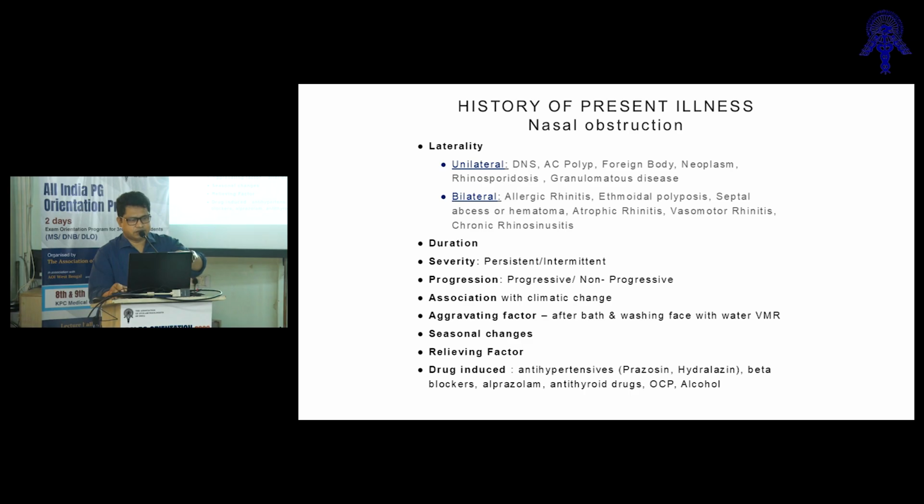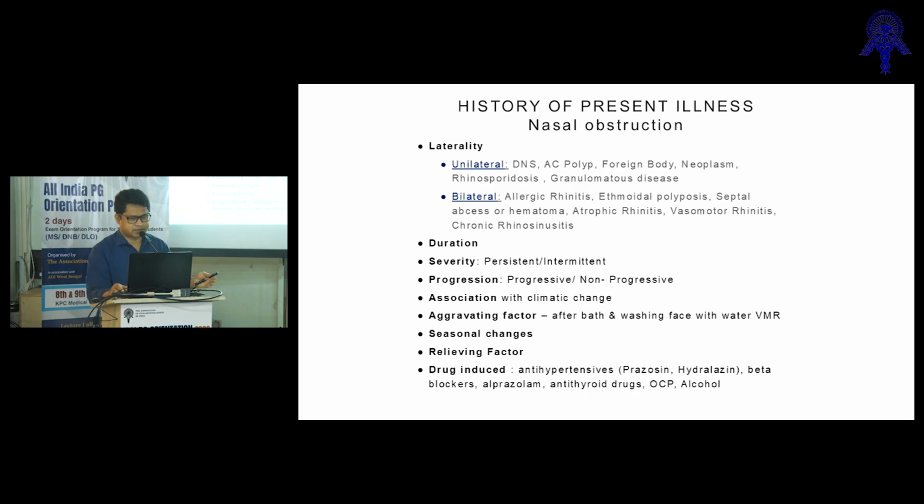In case of nasal obstruction, the history of present illness will be like this. Laterality, whether it is unilateral or bilateral. Every point has its own importance, mind it. Unilateral: DNS, AC polyp, foreign body, neoplasm are the diseases that may appear in unilateral cases, and bilateral. Along with duration of the disease, whether it is long standing or chronic or acute in onset.